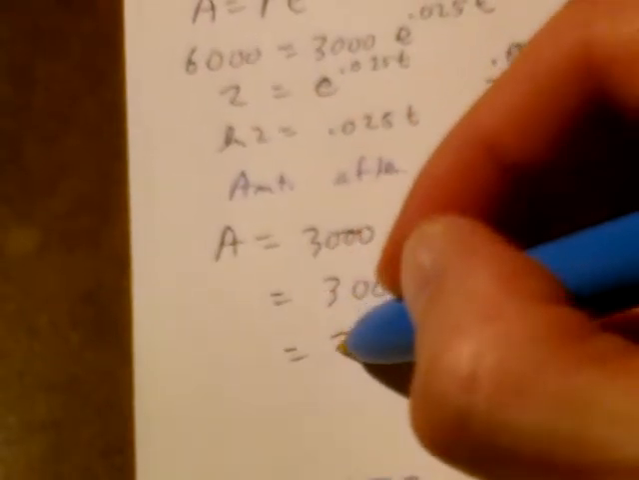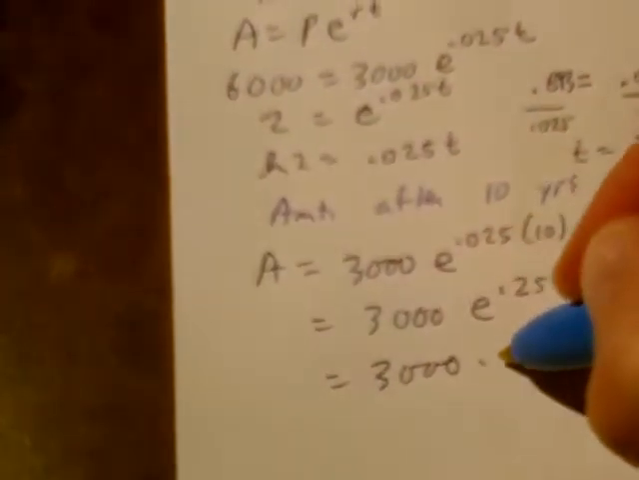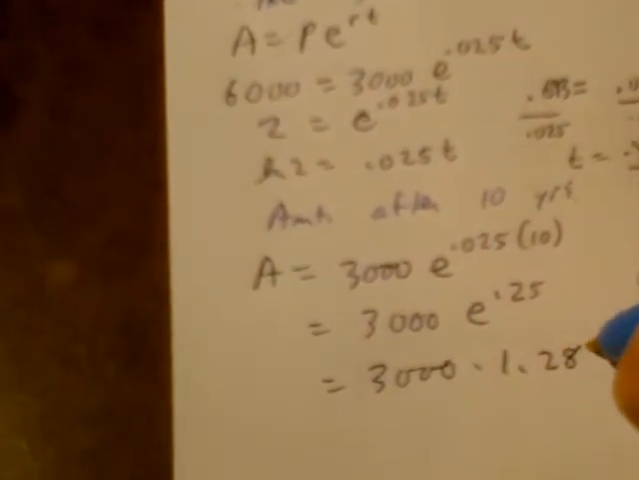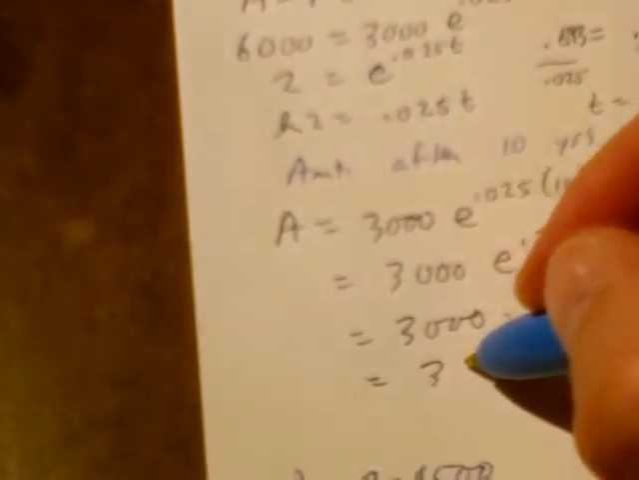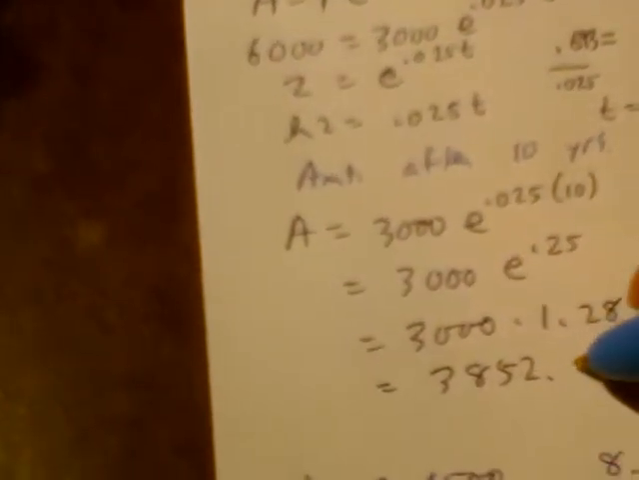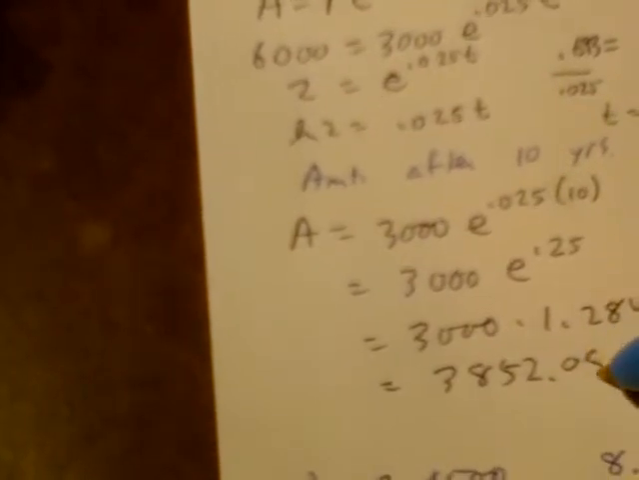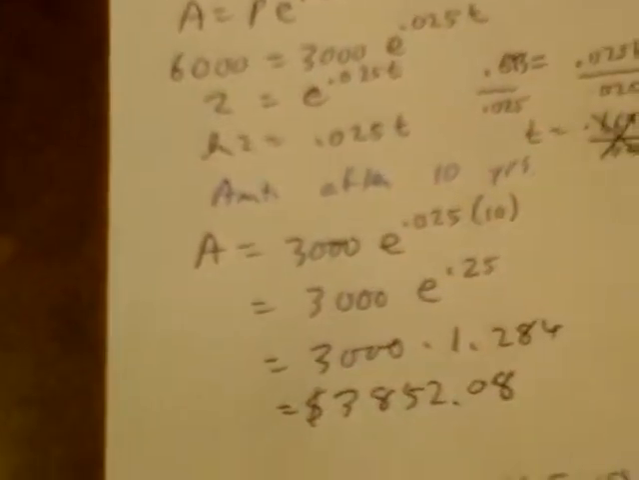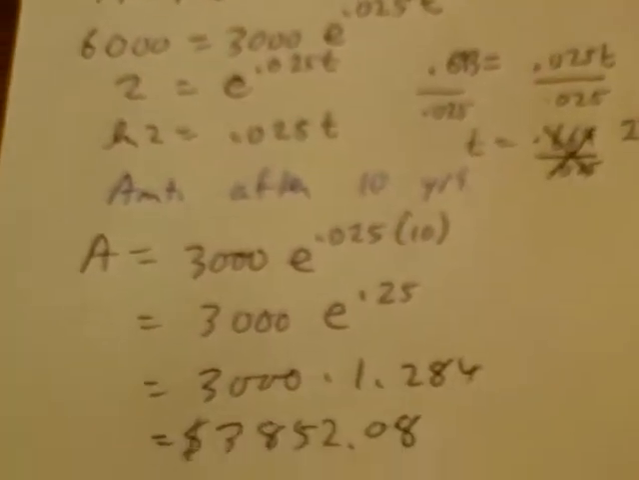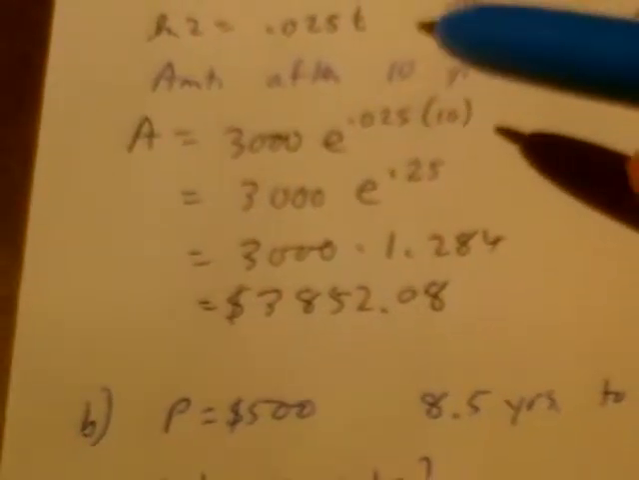So equals 3,000 times 1.284, equals $3,852.78. So that's going to be how much money we're going to have after 10 years. So these problems are pretty simple, just plugging in the numbers into the formula.